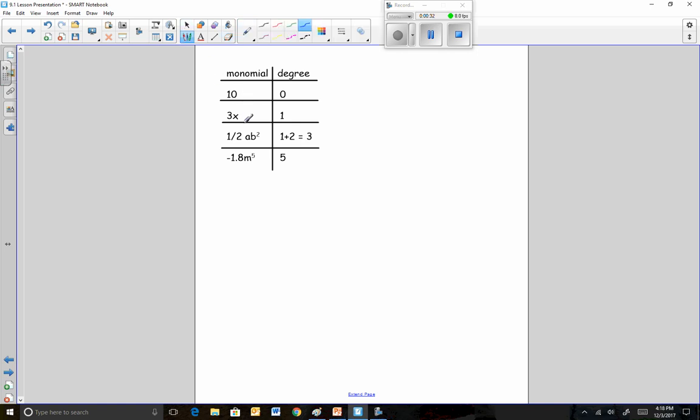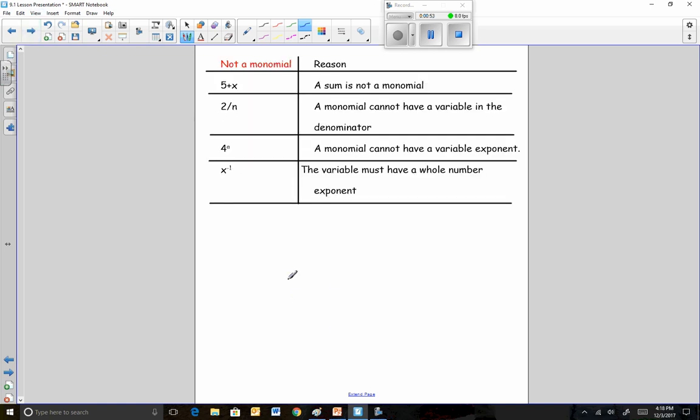All right, let's take a look at this one. 3x, there's an invisible 1 here, so the degree is 1. 1/2 ab squared. There's an invisible 1 right here, so a to the first, b to the second. 1 plus 2 equals 3, so it's a degree 3. M to the fifth, there's your degree right there. It's 5. Let's discuss what's not a monomial.